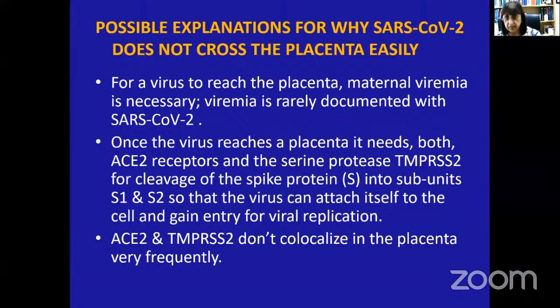For a virus to reach the placenta, maternal viremia is necessary. However, viremia is rarely documented with SARS-CoV-2. Once that happens, the virus reaches the placenta. It needs both the ACE2 receptors and the serine protease TMPRSS2 for cleavage of the spike protein, as I mentioned before. And as it happens, ACE2 and TMPRSS2 don't co-localize in the placenta very frequently.